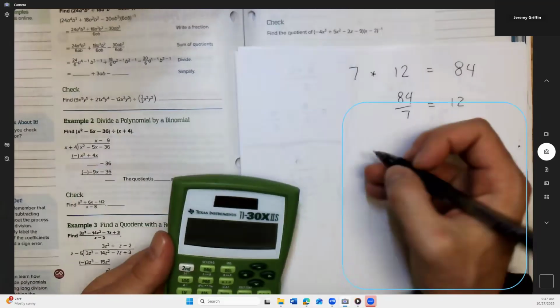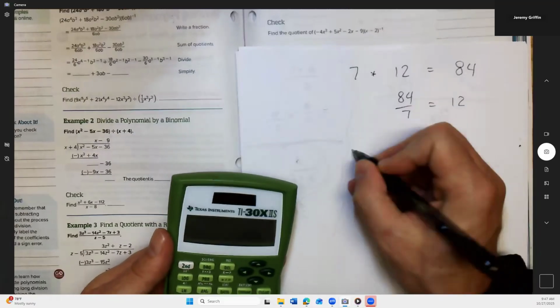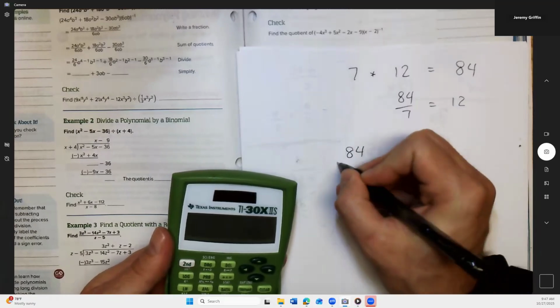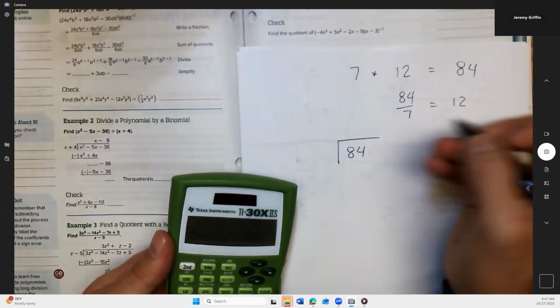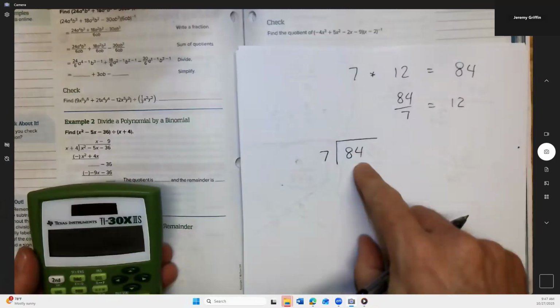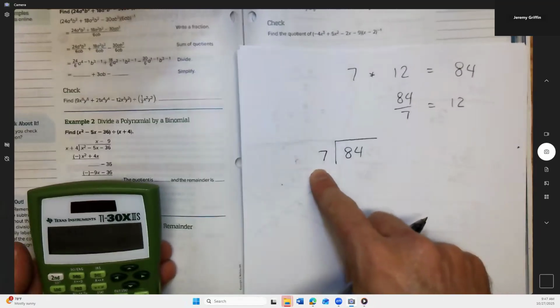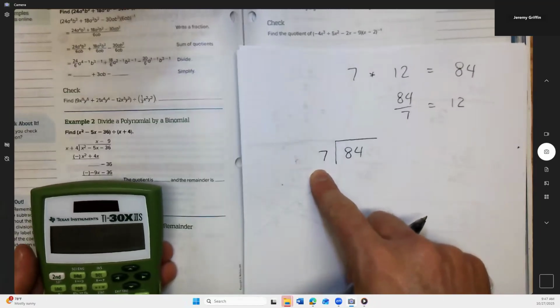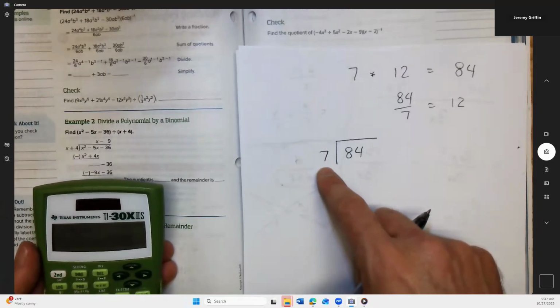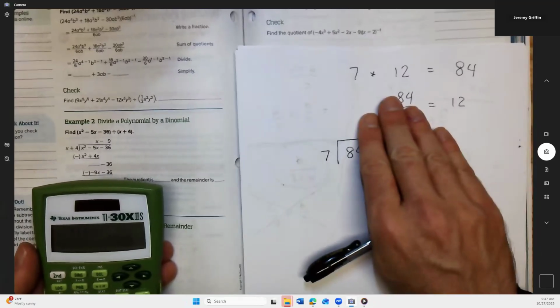So long division goes like this. If I have 84 divided by 7, that's 84, and then you put this division sign, and you put the 7 out here. So here's the dividend, here's the divisor. This is familiar, maybe from the past. You guys have done long division before, right? Okay. Right, so I'm going to go digit by digit, starting with the big digit.